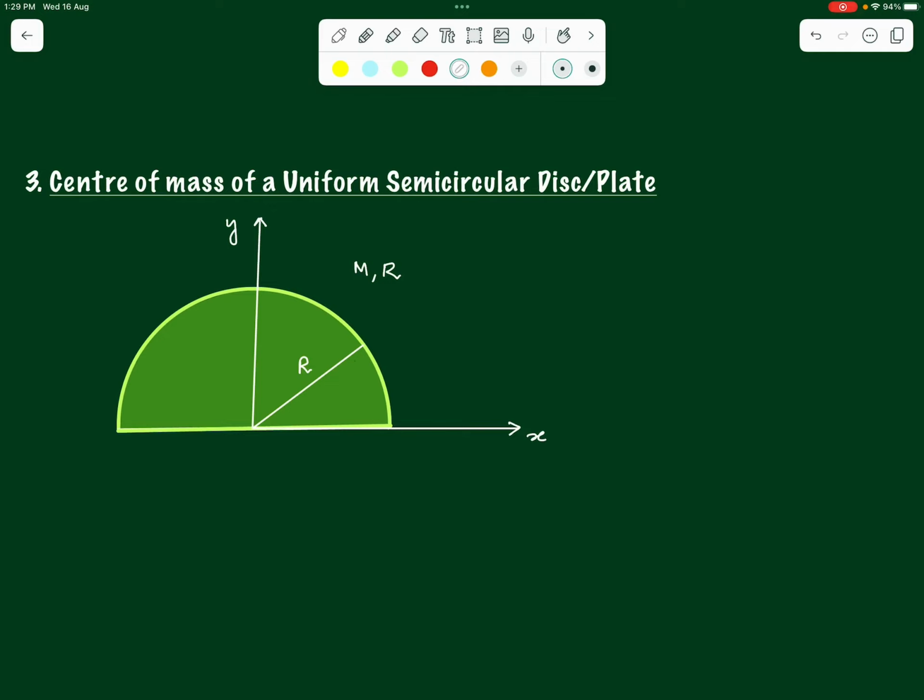Why so? Because if you look at the symmetry of the figure, the amount of disc that we have on the left side of the y-axis, we have the same amount of disc on the right side also. Isn't it so? So we expect that the center of mass of this whole body will come out somewhere on the y-axis itself, somewhere over here. Let us check that. We can always verify, isn't it?